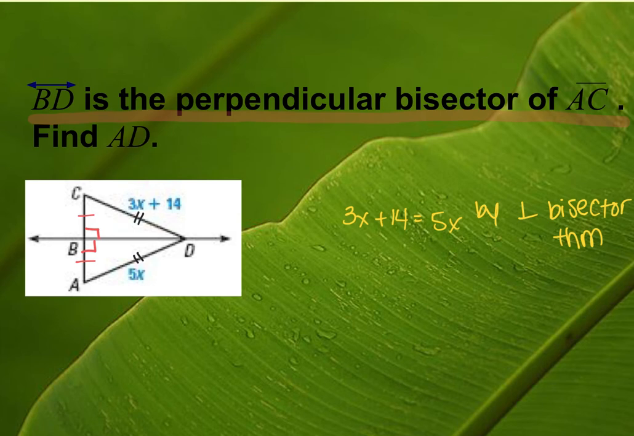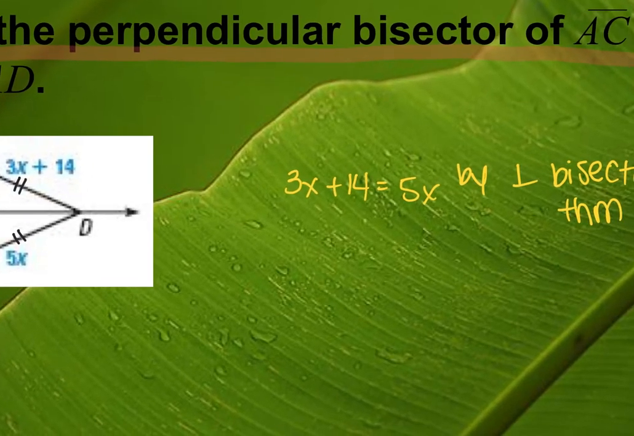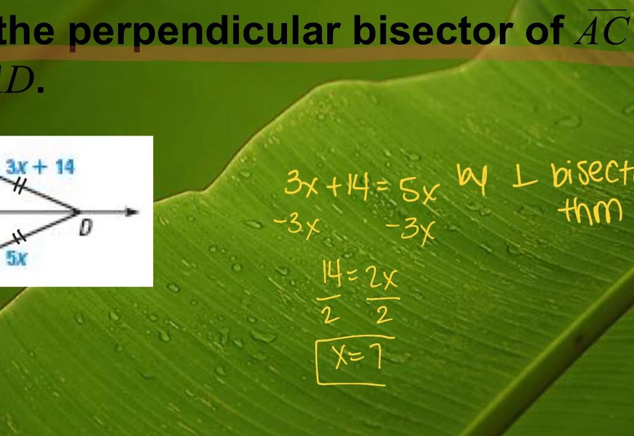Minus 3x. What would you do? Subtract 3x. There we go. We're going to get 14 equals 2x. And then what do I do? You divide by 2, and I get x equals 7. Now I put in 5x.